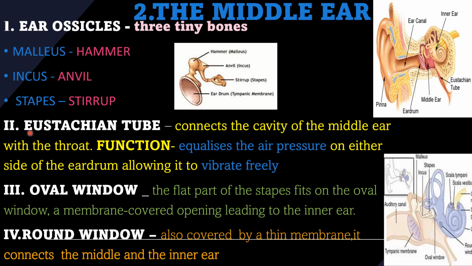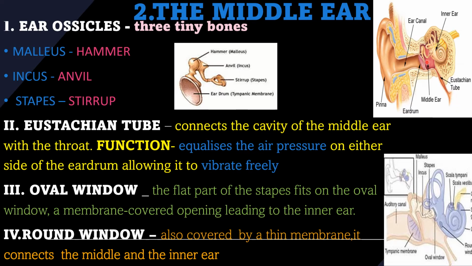The second part is the eustachian tube. The eustachian tube connects the cavity of the middle ear with the throat. You can see here, this is the eustachian tube, but it's a part of the middle ear. It connects the cavity of the middle ear with the throat.